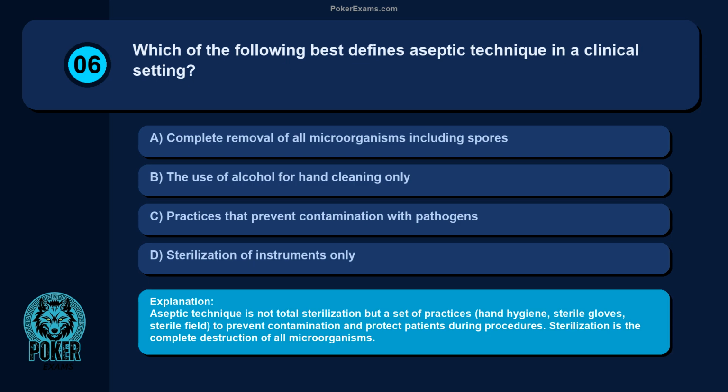A septic technique is not total sterilization but a set of practices, hand hygiene, sterile gloves, sterile field, to prevent contamination and protect patients during procedures. Sterilization is the complete destruction of all microorganisms.